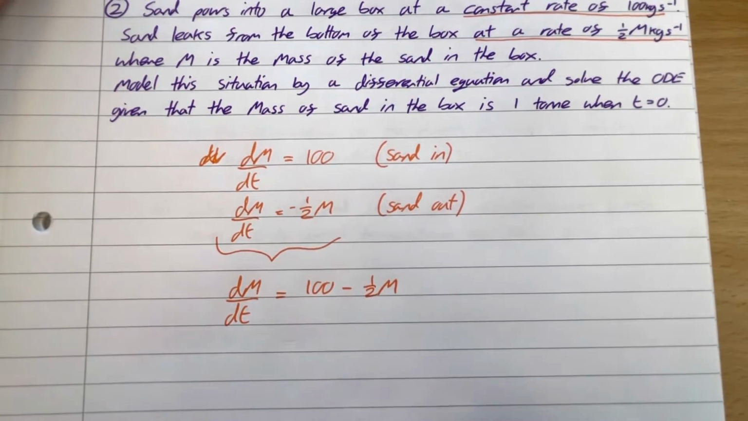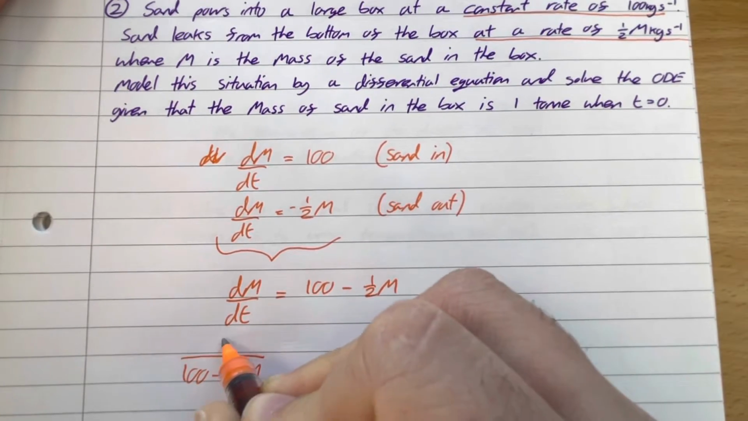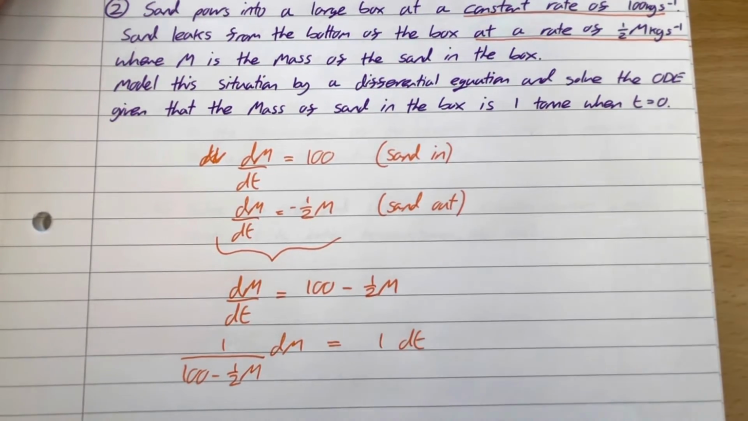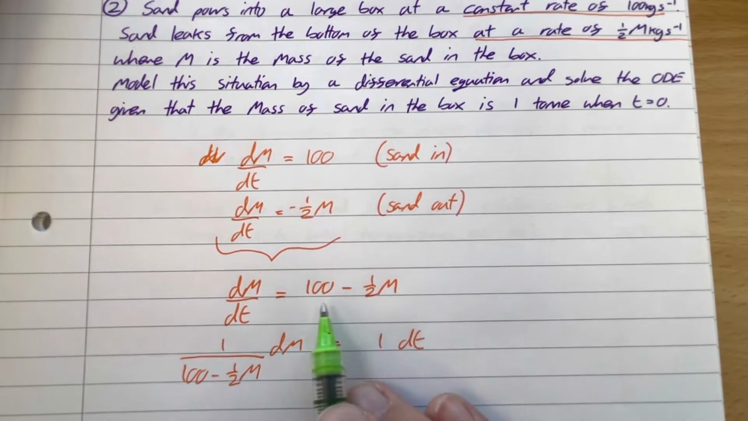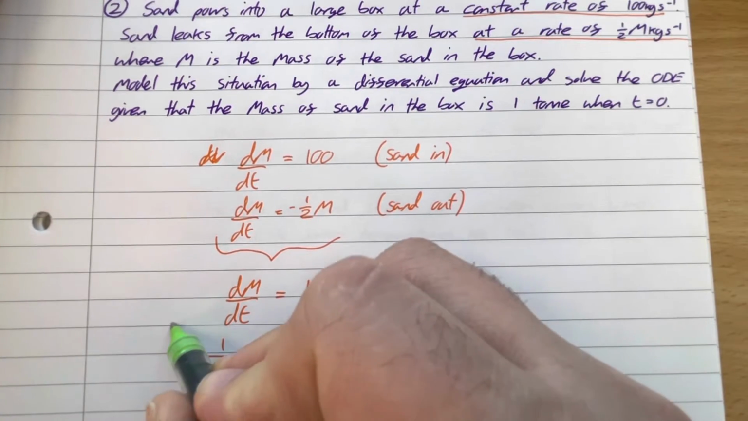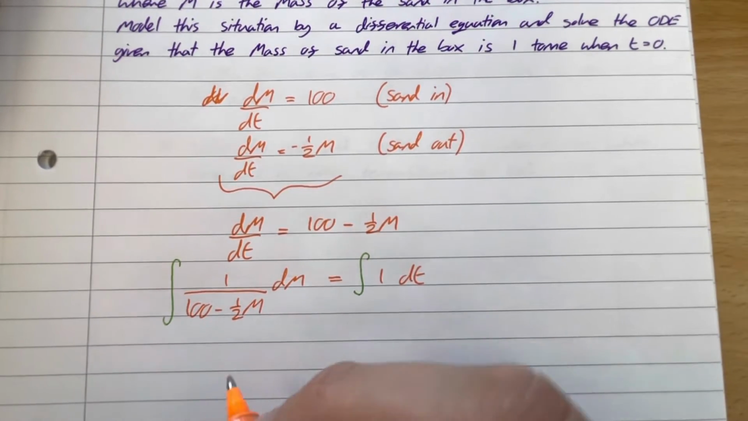So we're going to divide both sides by the 100 minus a half m. I'm going to times both sides by dt, don't forget that. That's a 1 on the right-hand side. So I've divided by this, that's left me with a 1, and I've times by dt. And now I need to put my integration symbols in. There we go. And now it makes sense. This one here, I should make the top the differential of the bottom. That's one of my special cases.